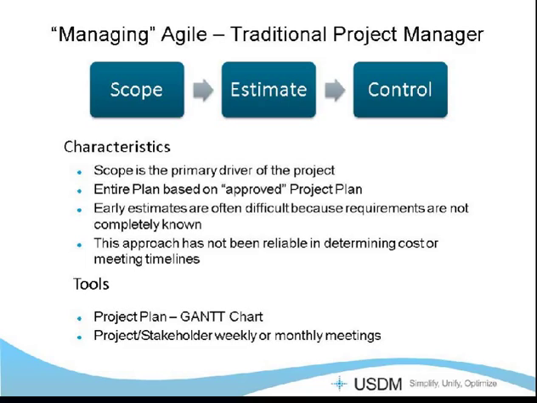And so, you know, scope is the primary driver of the project. The entire plan and the entire project is based on an approved project plan that we created at the beginning of the project, where we may or may not know exactly what it is we're trying to deliver. Because we don't know what it is we're trying to deliver, those estimates may or may not be good, and we try to do the best we can, obviously. But these are some of the reasons why we see a very high failure rate in projects. The approach just isn't reliable, and we don't know what it's going to cost, and we don't really know what the time frame is.